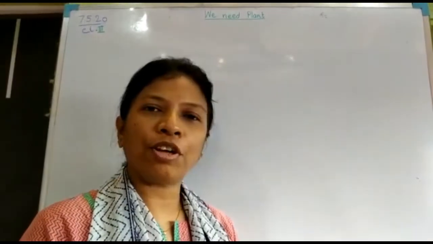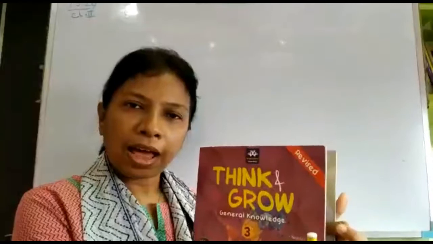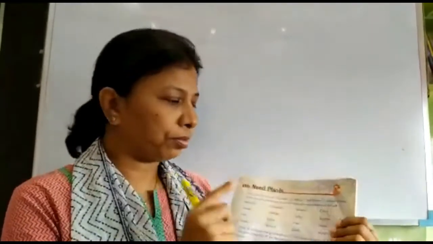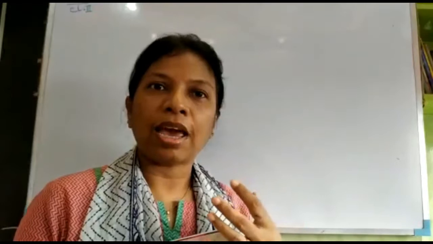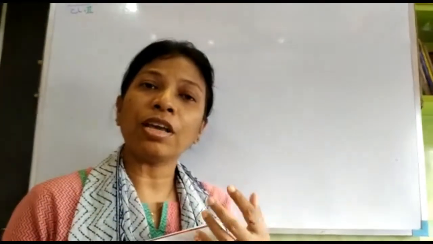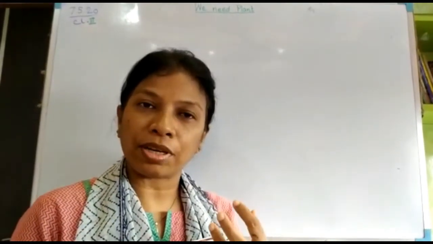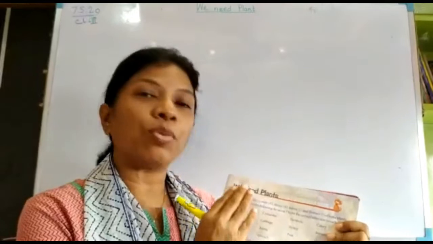So today we'll do GK from your GK book Think and Grow. And the topic is what? We need plants. Yes, we really need plants. Why? Because it gives what? Vegetables to us. And then we eat different parts of a plant as vegetables. Like what? Leaves we eat. And then flowers we eat. Stems we eat. So now what we'll do is we'll work together.